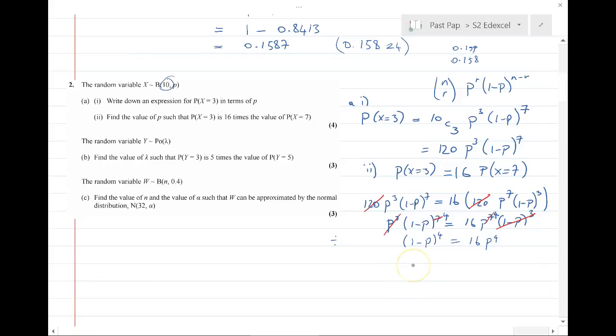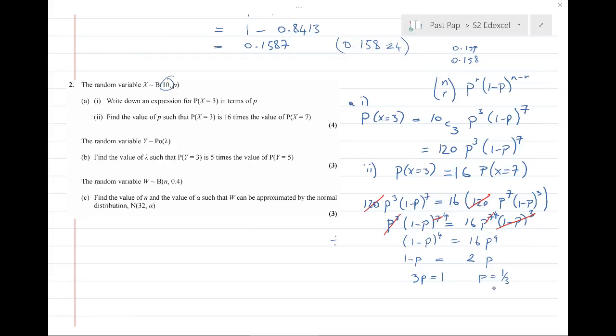I'm aware that p will be a fraction, so I'm going to write it this way around. I don't suppose it really matters. If I take the 4th power now, I can take the 4th root of this. So we've got 1 minus p equals 16 to the power of a quarter times p. Well, 16 to the power of a quarter is equal to 2. The 4th root of 16 is 2. And so therefore I will have 3p equals 1, so p equals 1/3. Okay, so a little bit of work to do for that question.